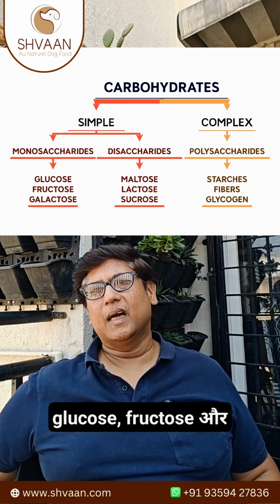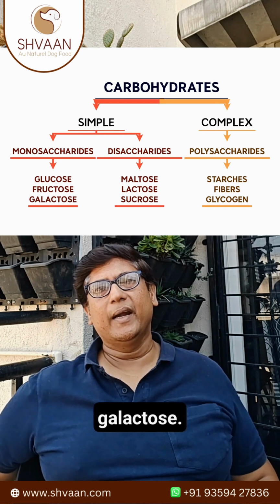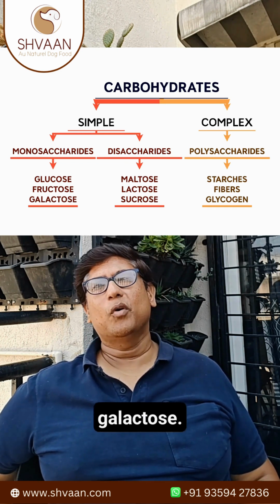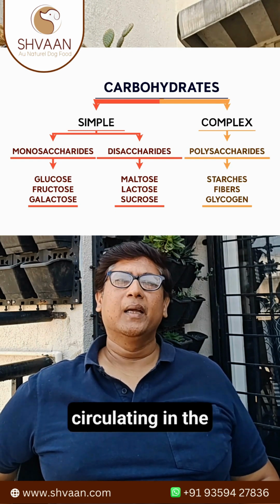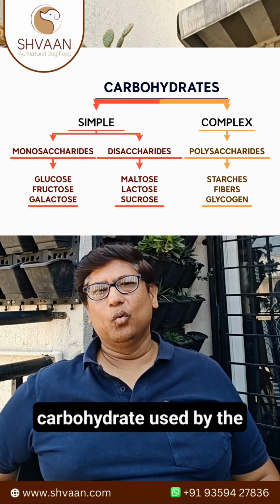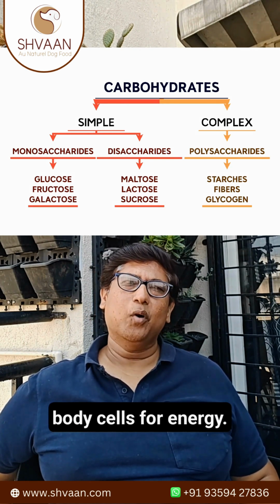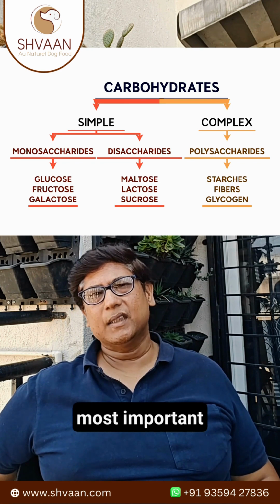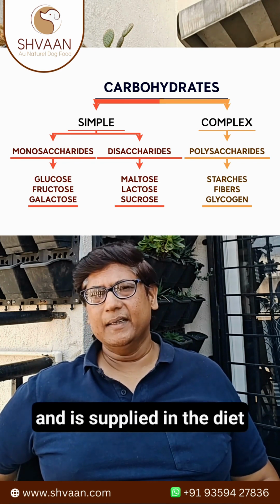Glucose is obviously found circulating in the bloodstream and is the primary form of carbohydrates used by the body cells for energy. Glucose is the most important carbohydrate for animals and is supplied in the diet through starch from plant seeds and leaves.